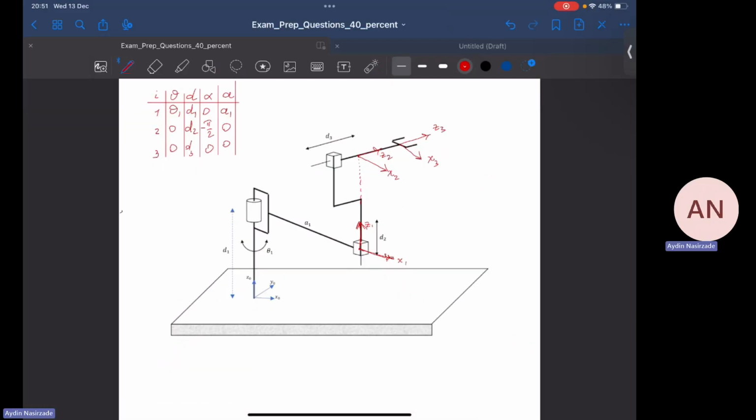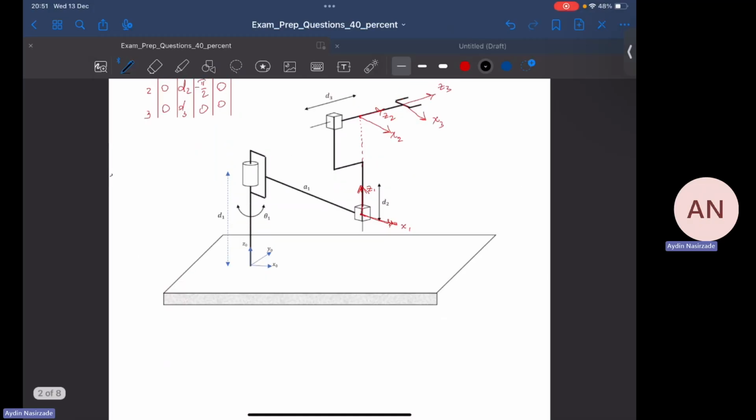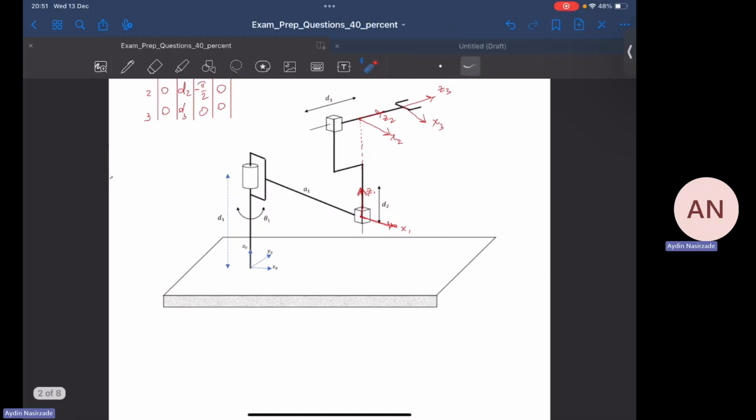That's it. We have done the frame assignment and constructed the DH parameter table. Now, the next task is to find the Jacobian matrix for this 3 degree of freedom robotic manipulator. Let's try to do it real quick. First things first, we have to determine the types of joints we have in the configuration.